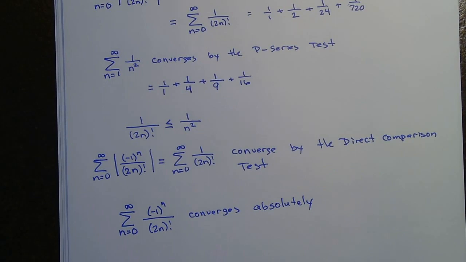Okay, so this was a lot of work on the alternating series error bound, and then also absolute and conditional convergence. And so that's it for today.